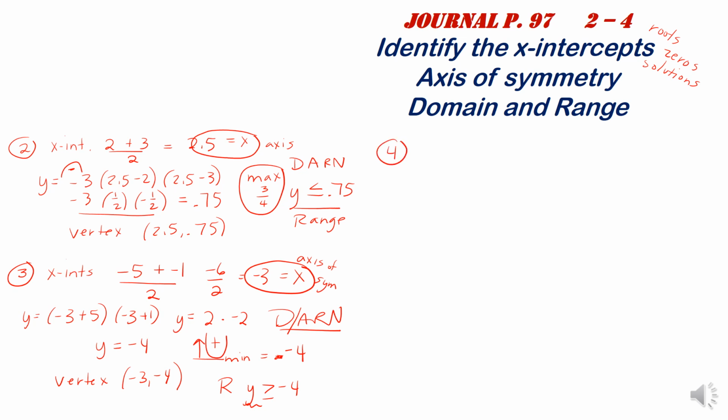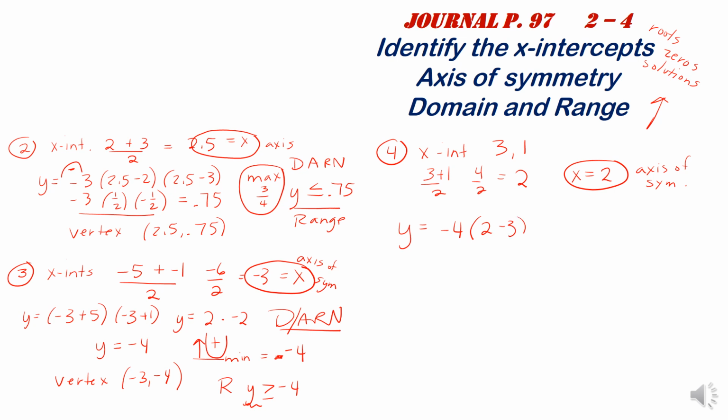All right, here's number 4. We have the x-intercepts. Remember your other names, are 3 and 1. Okay, so I'm going to add 3 and 1 and divide by 2. I get 4 over 2 equals 2. So x equals 2 is my axis of symmetry. Okay, and then I'm going to plug that in. Y equals, don't forget your whole equation, -4 times 2 minus 3 times 2 minus 1. So I get -4 times -1 times +1 equals 4.